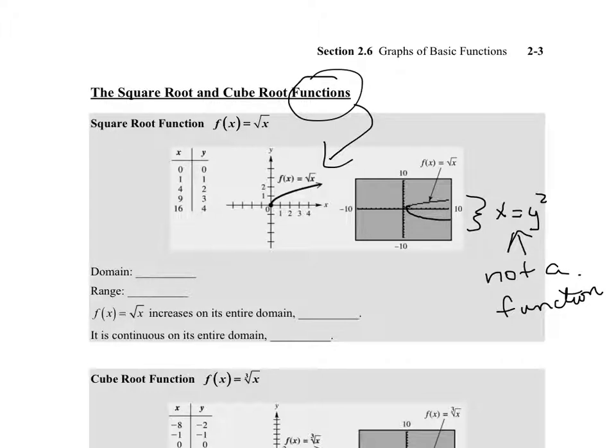If we actually wrote it as x equals y squared, it's not a function. So since we're dealing with functions, this is what it looks like. You want to keep that in mind. It's half of a sideways parabola. It's in the first quadrant.